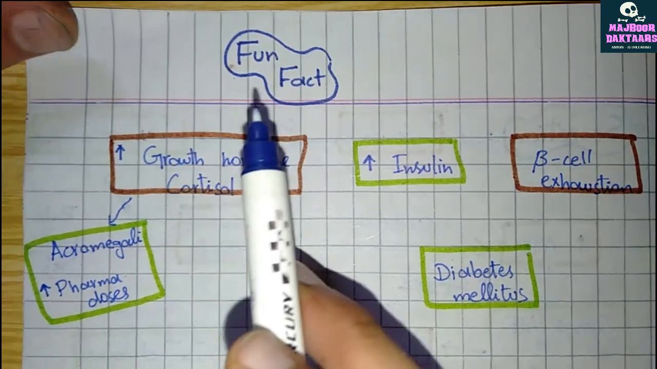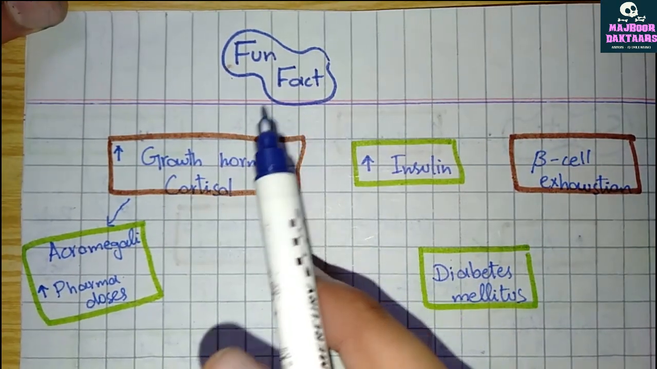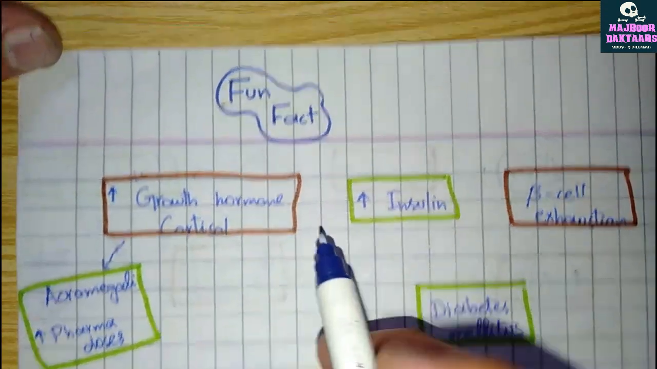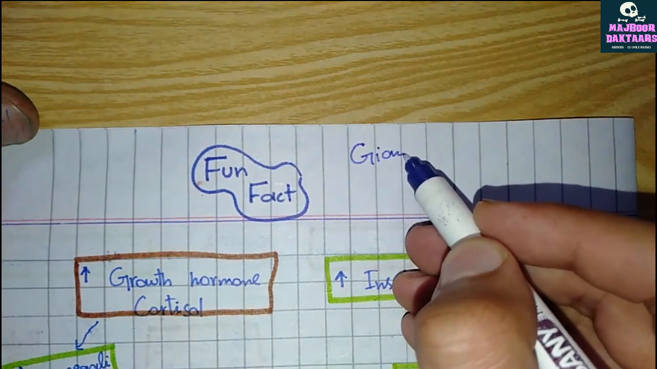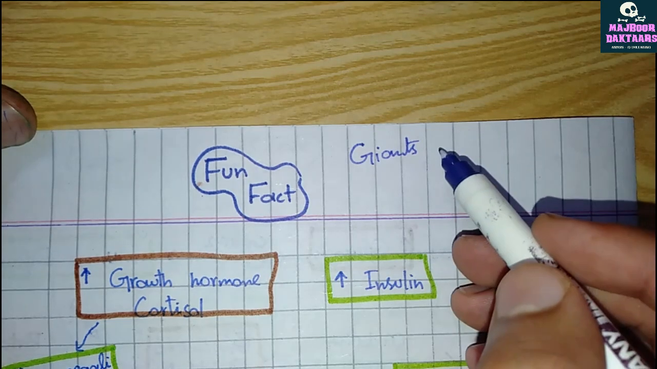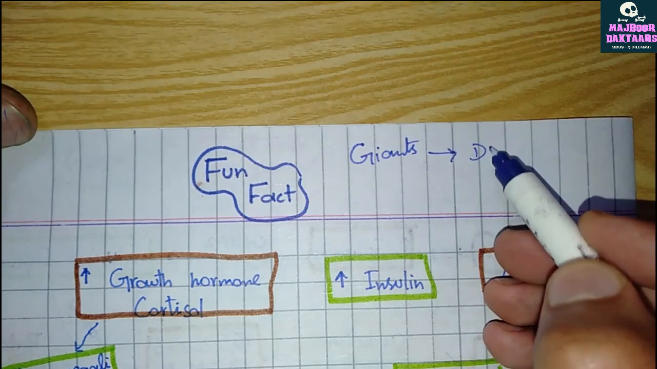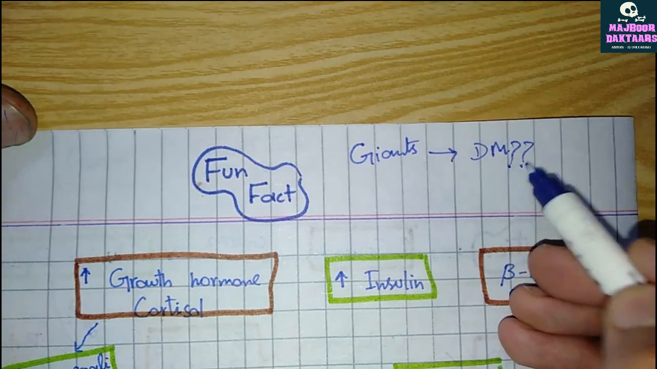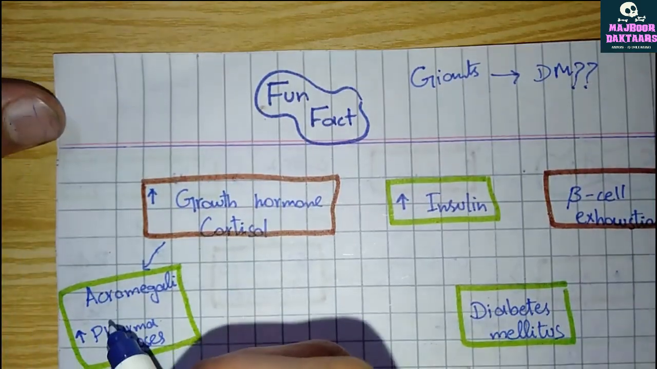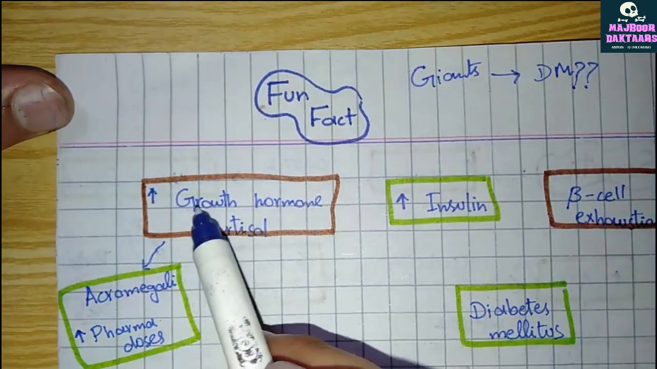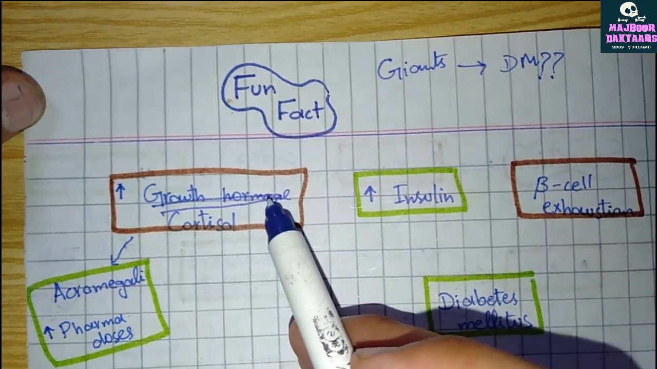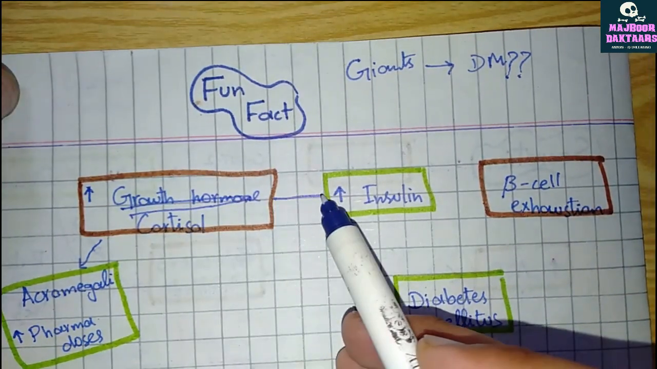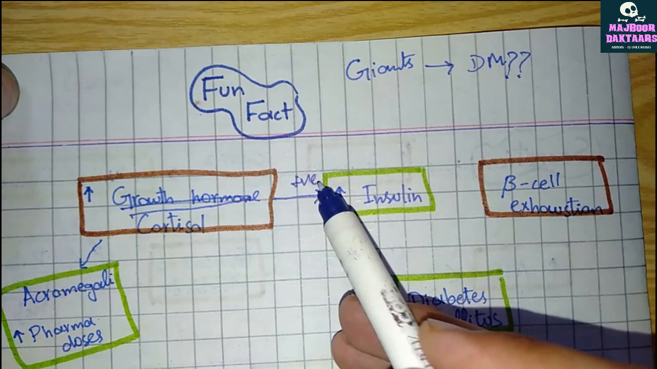Moving toward the fun fact portion of our topic, a question here is that in giants, like acromegalic people, why does diabetes mellitus develop? So the answer is, in giants, the growth hormone is excessively secreted, and as we know, growth hormone causes the increased secretion of insulin.